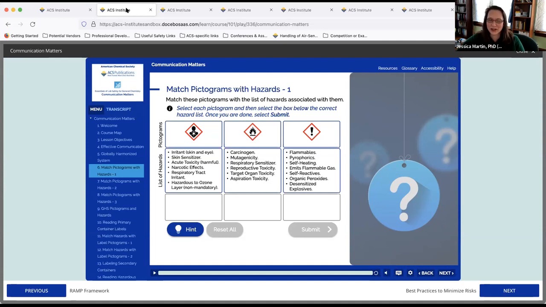Now, to introduce learners to the 9 GHS pictograms, we split them into groups of 3 and have learners examine the pictograms and the lists of hazards they represent and reason through matching them to one another before we present a short lecture on them.